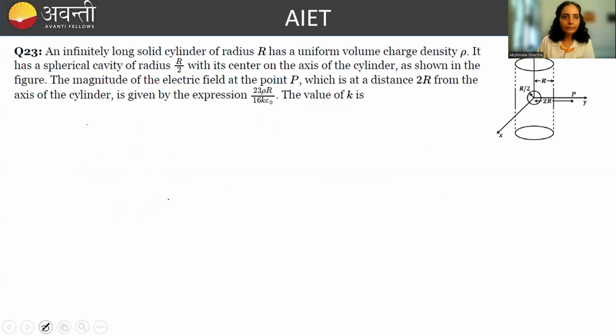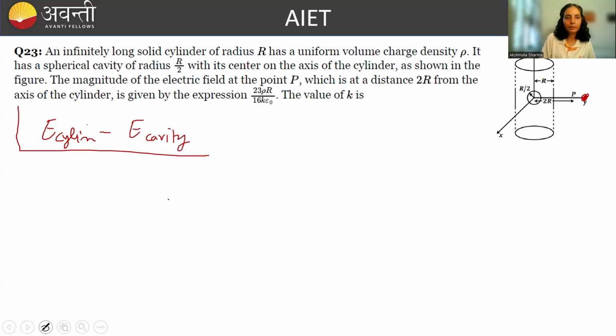Now let's calculate this. An infinitely long solid cylinder of radius r has a uniform volume charge density ρ. It has a spherical cavity of radius r by 2, as shown in the figure. The magnitude of electric field at point P, which is at a distance 2r from the axis of the cylinder. So here, what will be the magnitude of electric field? Electric field because of cylinder minus electric field because of cavity. This will be the approach, right?